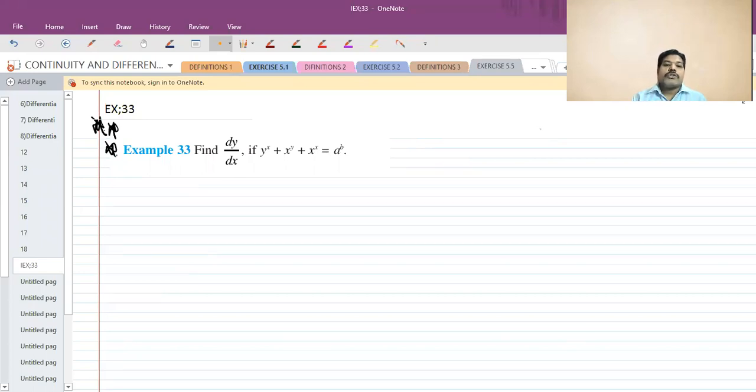So see that one: y power x plus x power y plus x power x is equal to a power b. Then you have to calculate the derivative of y, that is nothing but the dy by dx value. So how to differentiate this function? The big problem is that you have to take it carefully.